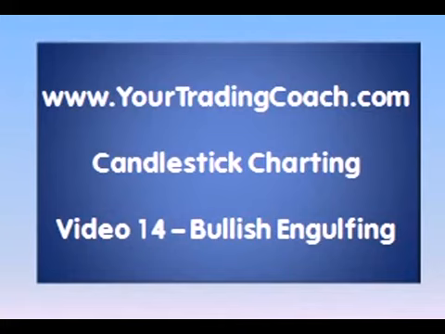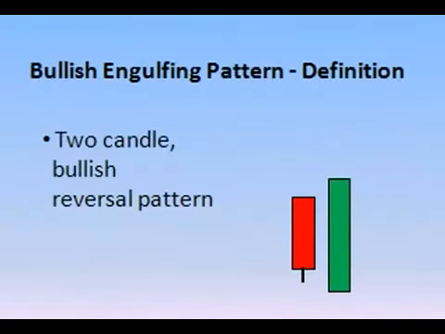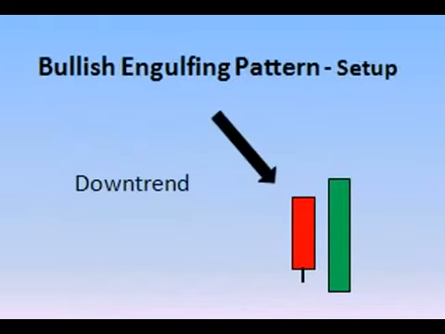In today's video, we'll continue our review of the multi-candle reversal patterns with the bullish engulfing pattern. The bullish engulfing pattern is a two-candle pattern occurring at market bottoms only, so it's a bullish reversal pattern. The price action leading up to a bullish engulfing pattern must be a downtrend. Ignore the pattern in a sideways trend or an uptrend. Price must be trending downwards.